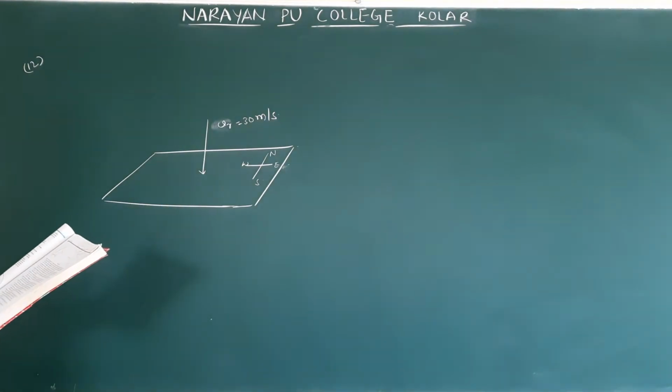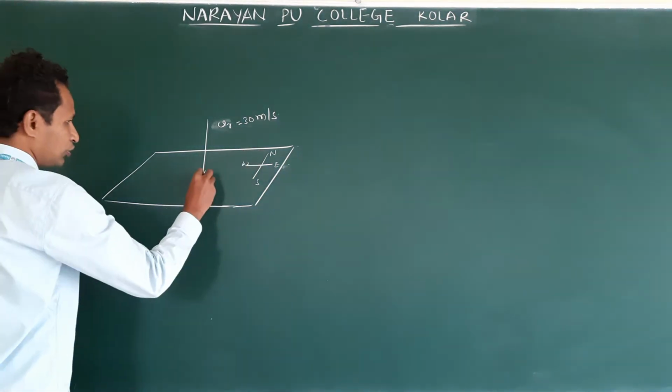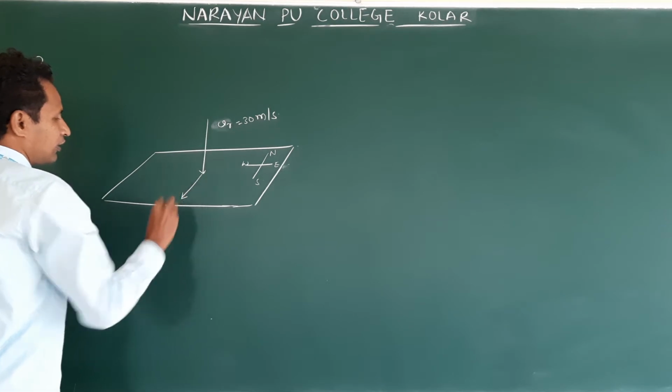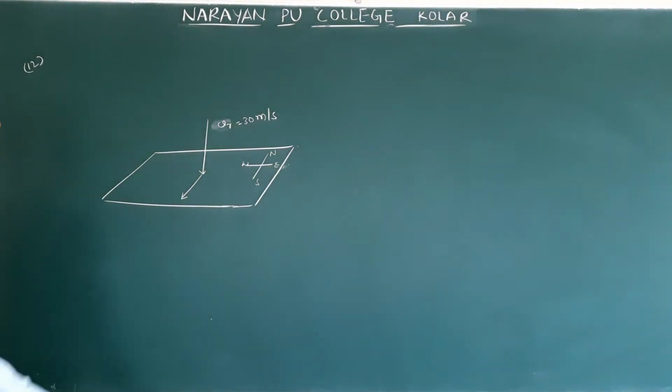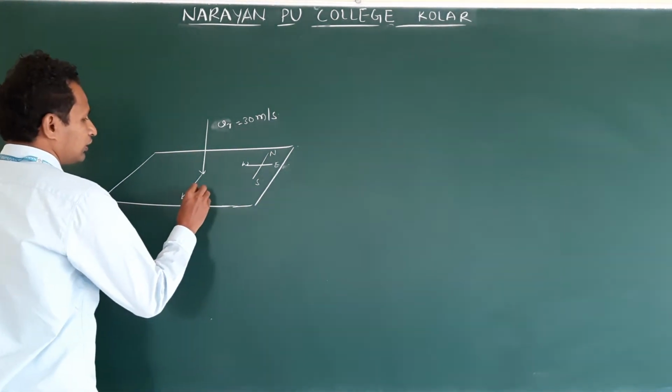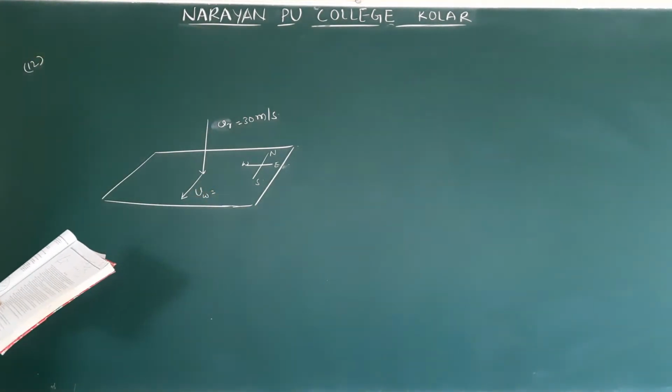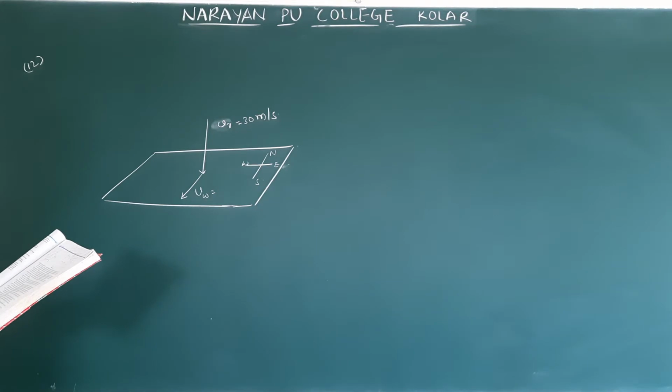Next, a woman rides a bicycle with the speed of 10 meters per second north to south. North to south means in this direction. This is the velocity of movement of the bike. Then what is that value? 10 meters per second.